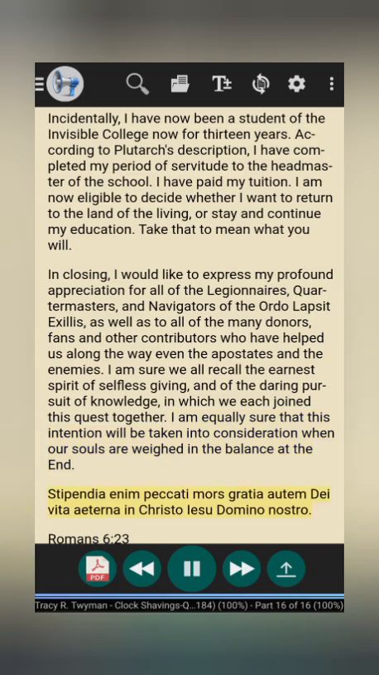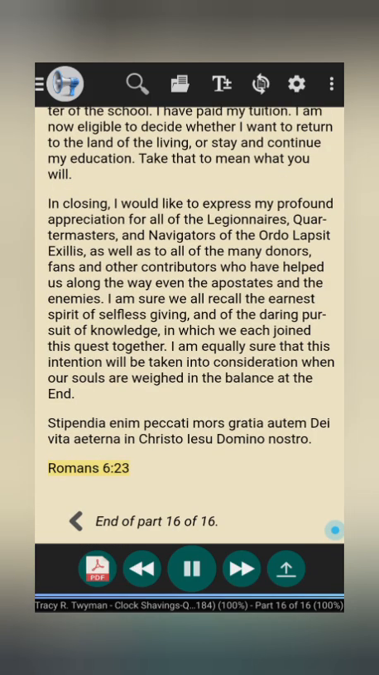at the end. Stipendia enim peccati mors, gratia autem Dei vita aeterna in Christo Iesu Domino nostro. Romans chapter 6, verse 23. Article 41 of 41.